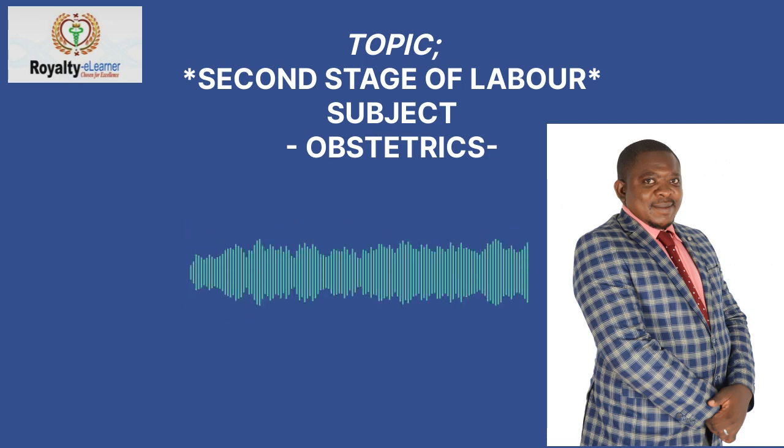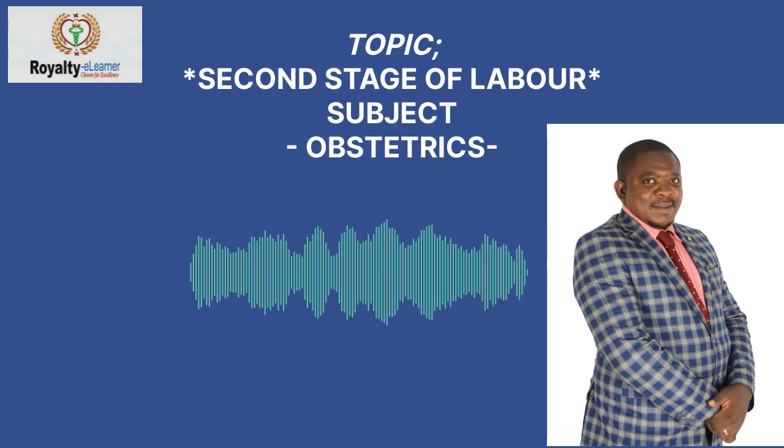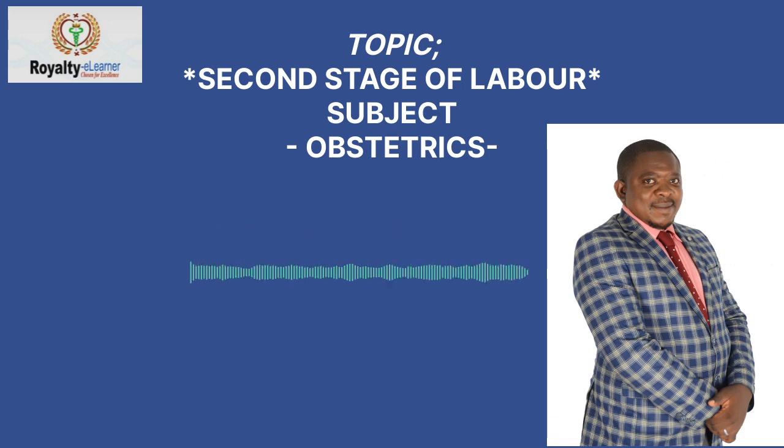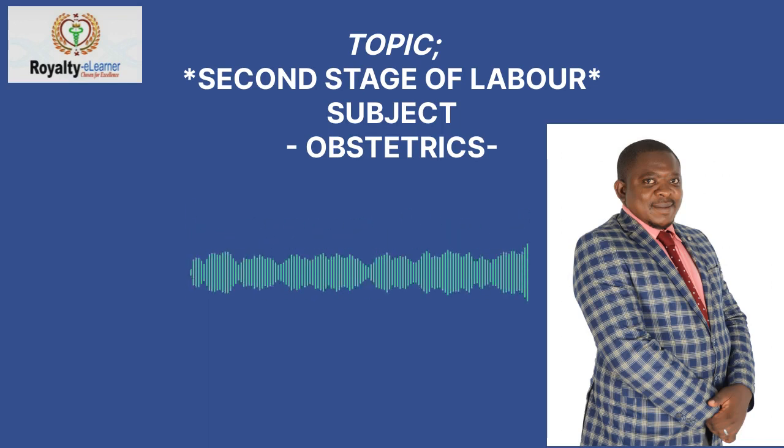The second stage of labor has 2 phases. From that full cervical dilatation, we'll call that the latent phase. Remember when we talked about the first stage of labor, we talked about the latent, active, and then also the transition phase. So after the transition phase comes the latent phase in the second stage of labor, then the perineal phase. So the perineal phase is the appearance of the presenting part at the perineum.